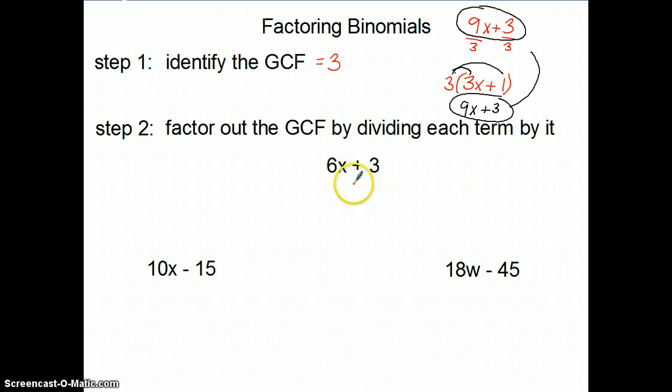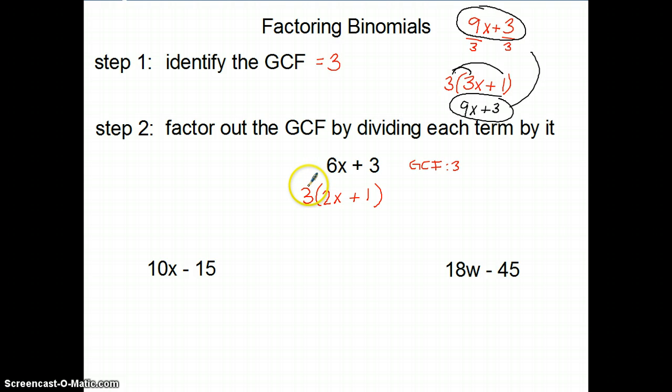Identifying my greatest common factor between 6x and 3, I find that my greatest common factor is, as it was above, a 3. So I am going to factor out my 3. First, I'll write the 3 on the outside of parentheses, and then I divide each term by 3. 6x divided by 3 gives me 2x. 3 divided by 3 gives me a positive 1. So we took out the 3 by dividing everything by it.